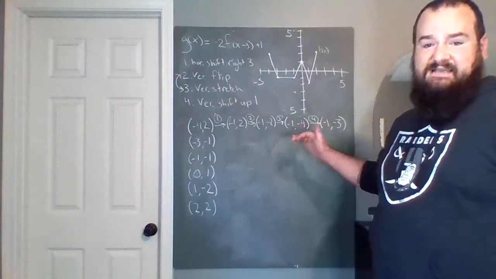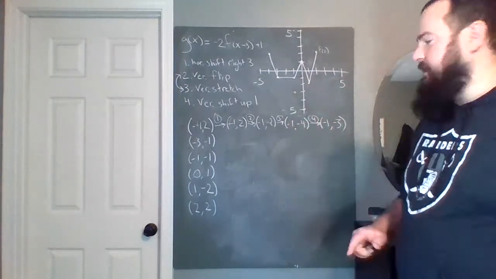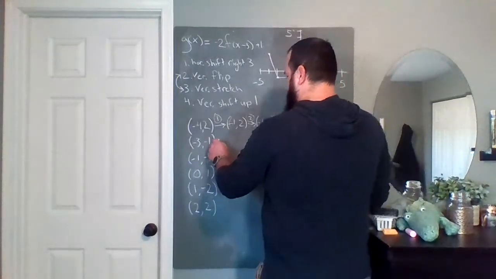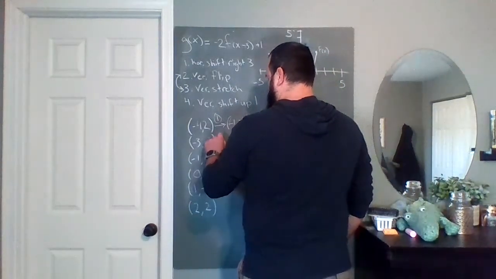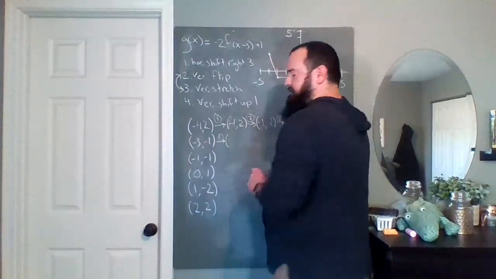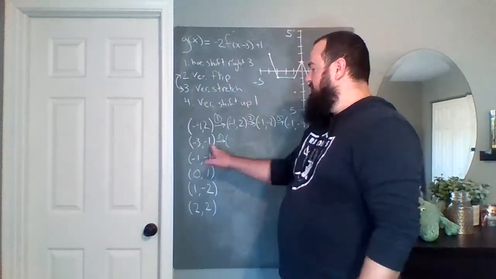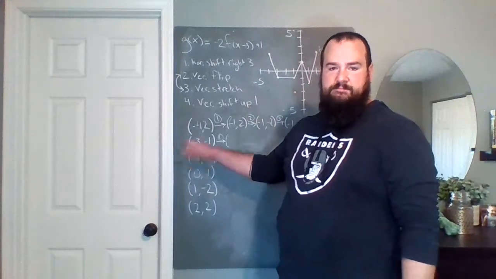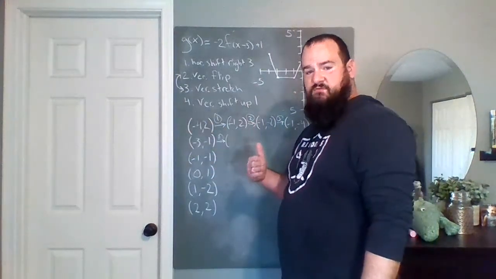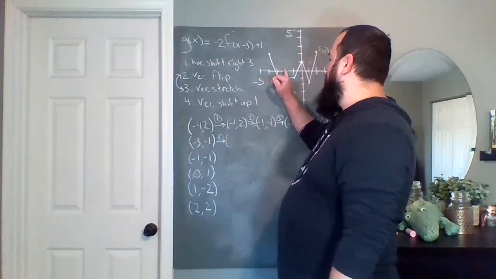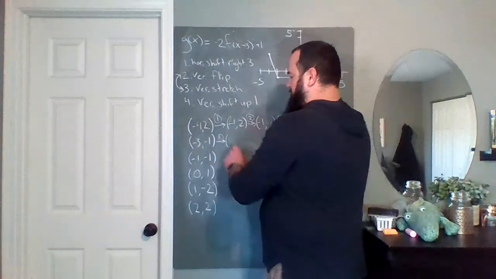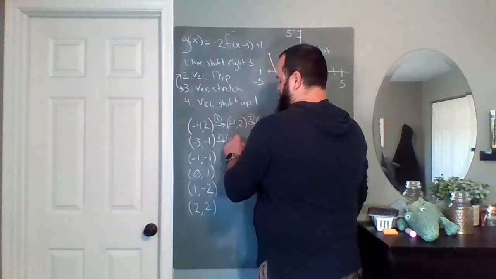Let's do that exactly the same way on this next point. We're going to start with our first transformation, which is a horizontal shift to the right 3 units. If I'm at -3 and I go over 3 units to the right, 1, 2, 3, I'm now at 0, -1.